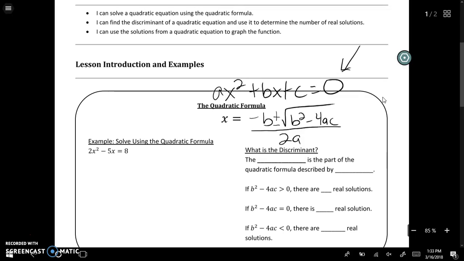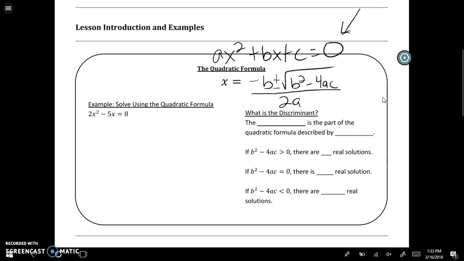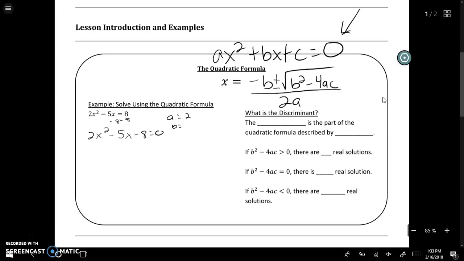The good news is we're going to be able to do this in our calculator. So we're going to solve this one together. First thing, we need to make it equal to 0, so we're going to subtract 8 on both sides. We've got 2x squared minus 5x minus 8 equals 0. That means our a is 2, our b is negative 5, our c is negative 8. We plug this in, and we get x equals negative b, which comes out to be 5, plus or minus the square root of negative 5 squared minus 4 times 2 times negative 8, all over 2 times 2.